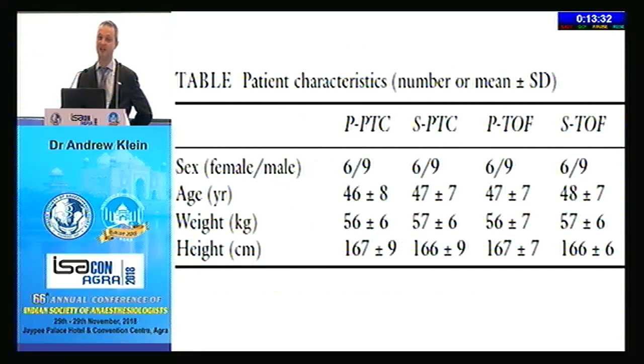And this is the data in his study. So if you look at that, that was a table 1 in a lot of his publications looked like that. So what can you see about that data? It's beautiful, isn't it? 6 women, 9 men in one group. The next group, 6 women and 9 men. The age, 47 plus 7, 47 plus 7, 48 plus 7. The weight, 56 plus 6, 57 plus 6, 56 plus 7.